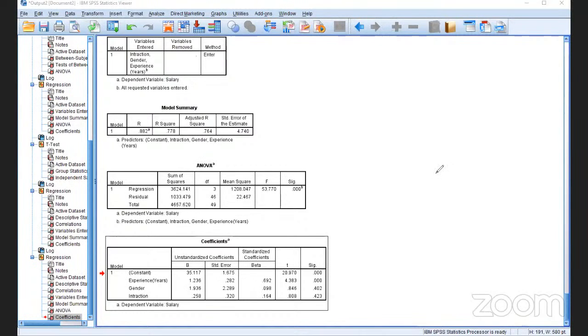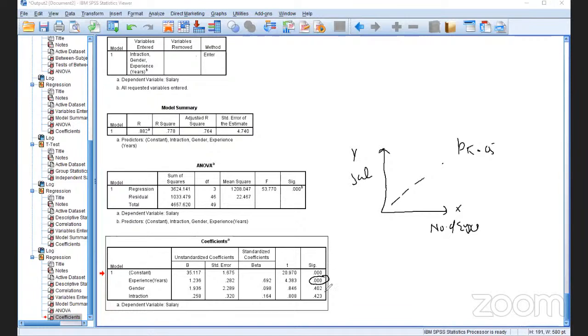Now we can see this through the graph. This is the number of experience years, right, experience, and Y is salary. So we can see there is a positive correlation, and this is significant because the p value is less than 0.05.